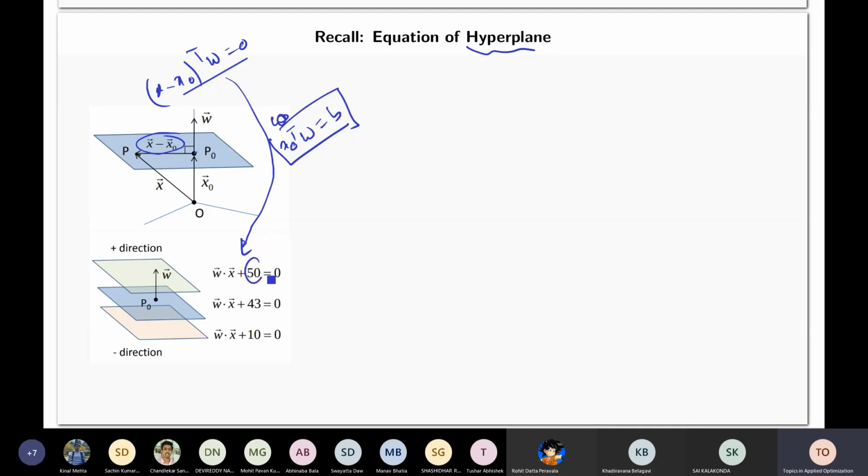And what we note is that changing B only changes the parallel movement of the planes. The plane remains parallel to itself, but changing B only changes how I translate it in the direction of the normal.